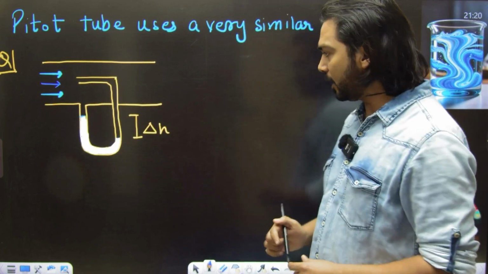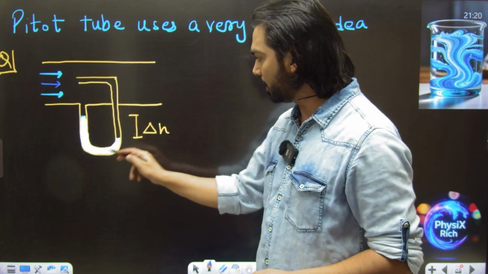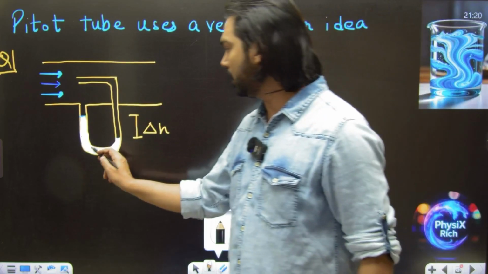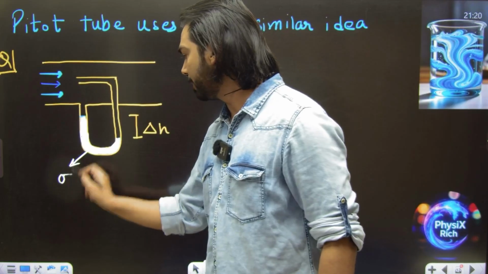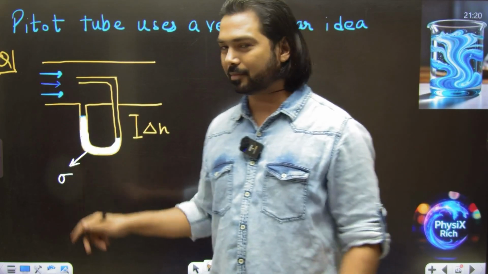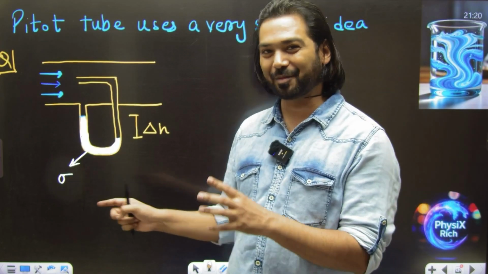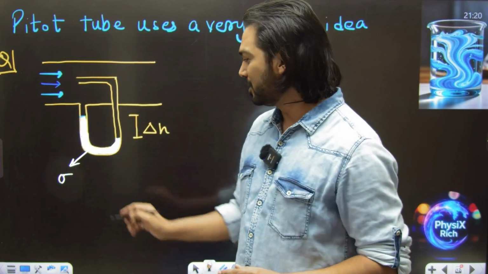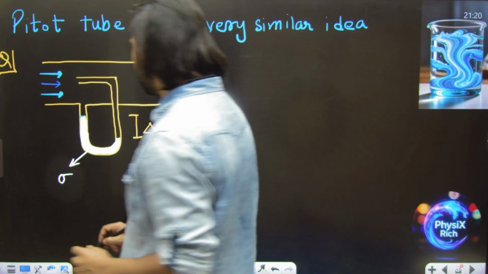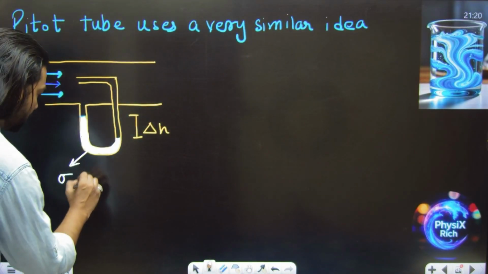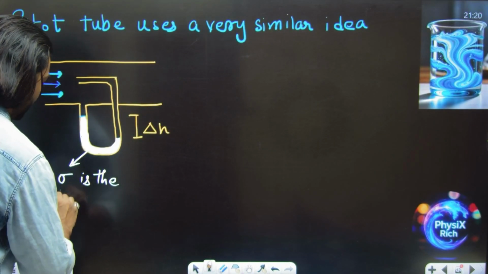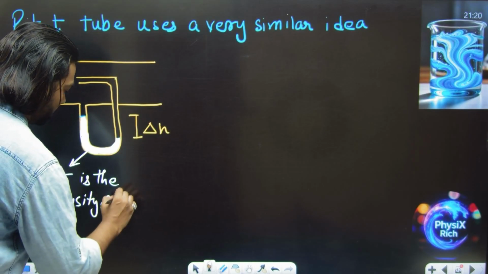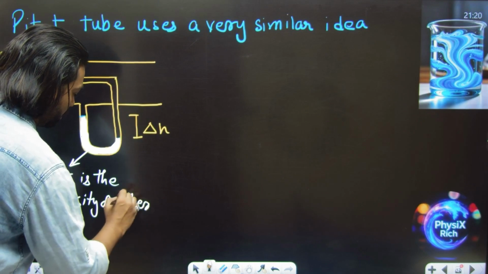One interesting thing that we have done is that we have put another fluid over here. And this other fluid has a density of sigma. This is a small sigma, in Greek. So this is the density of this other fluid. Let me just write this down: sigma is the density of the other fluid.